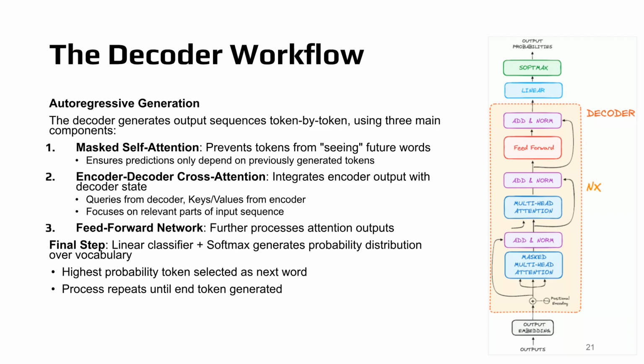Cross-attention connects decoder to encoder outputs. This is where the decoder looks at the input. The feed-forward network works exactly like in the encoder. Finally, a linear layer plus Softmax produces a probability distribution over the vocabulary.